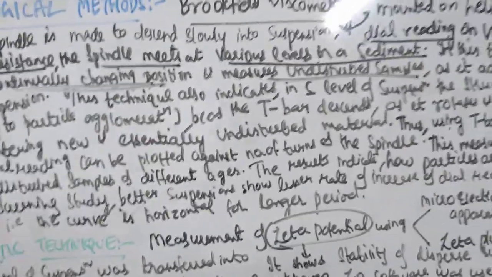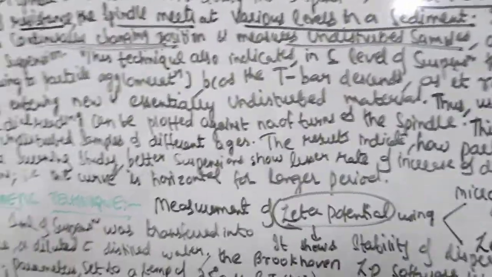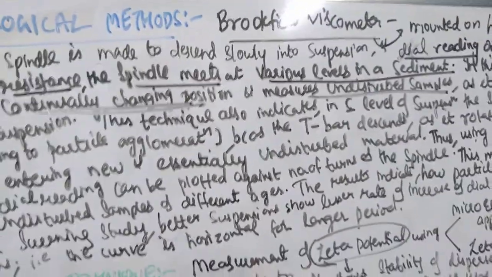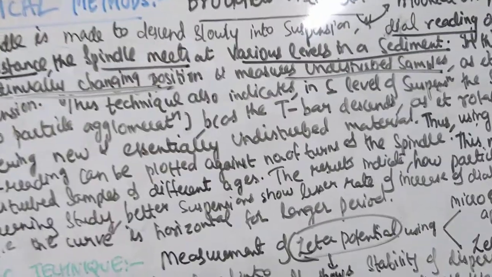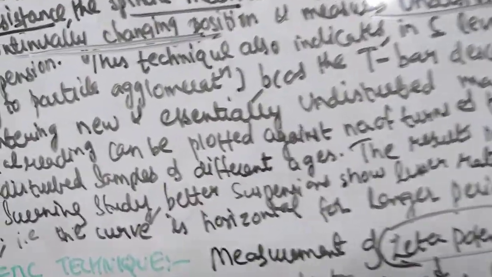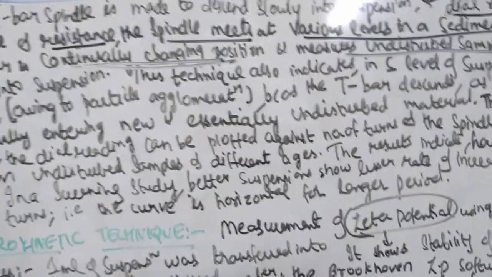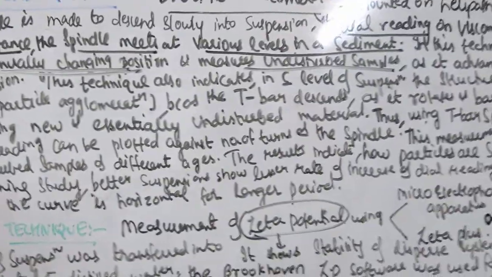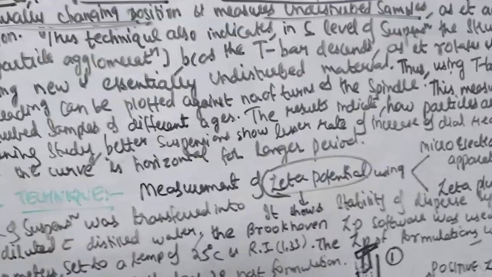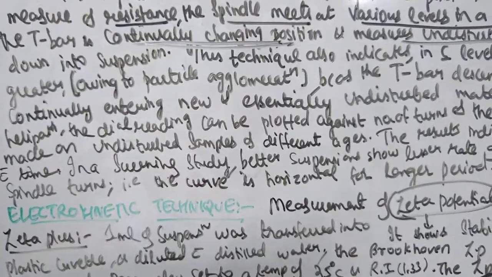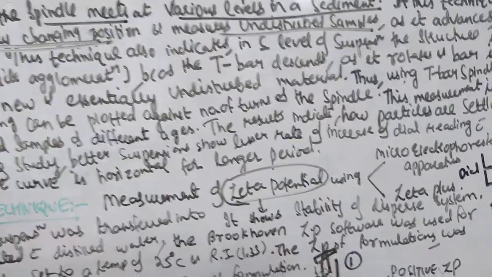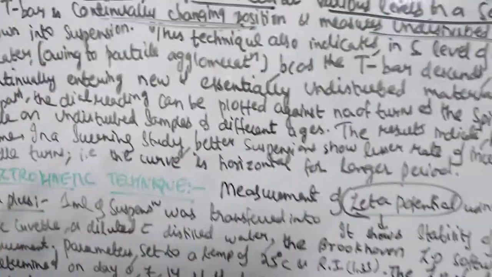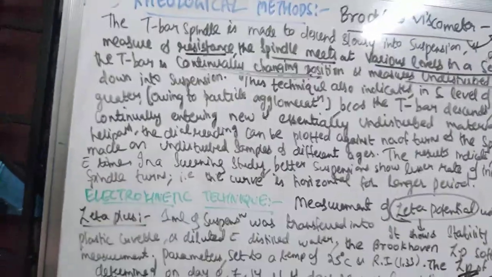So this data will help you to screen different suspensions, and you can get information about various formulations and samples, how much time they are stored, what particle size changes are occurring over the period of time, and the viscosity changes that you can measure. Using this T-bar spindle, you can get a measurement on the undisturbed samples of different ages, and the results will indicate how particles are settling with time.